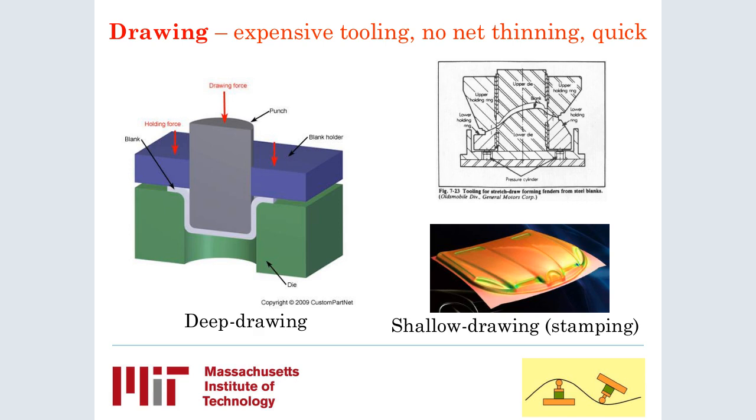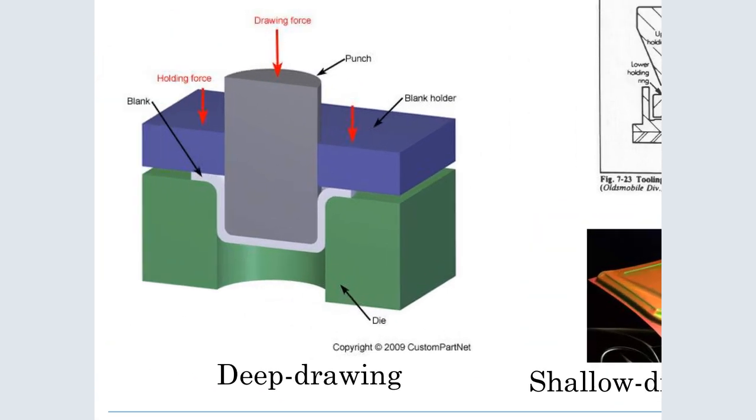Drawing: I remember we left at the point where we were talking about drawing, with expensive tooling and no net thinning. You can see a deep drawing here. We have a punch there and the drawing force.